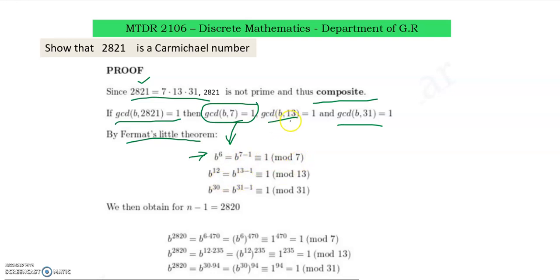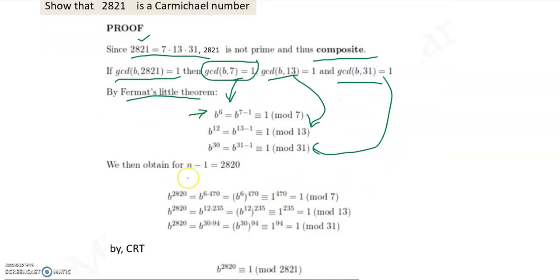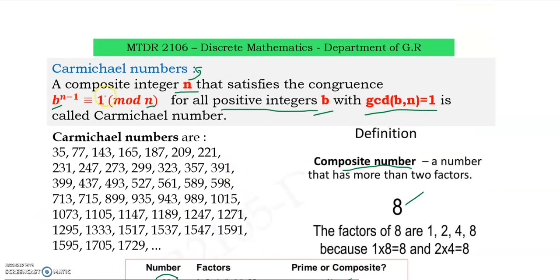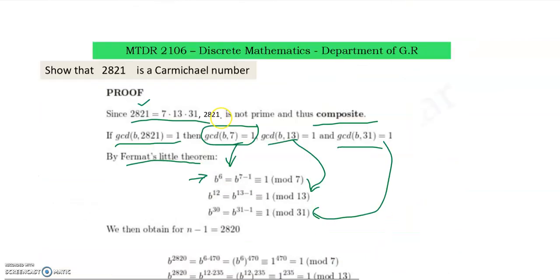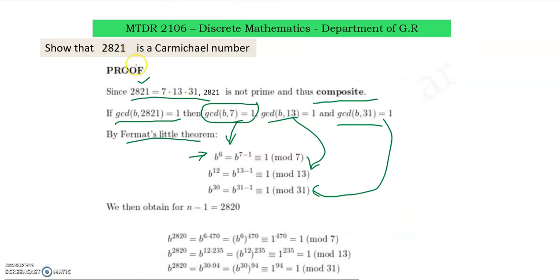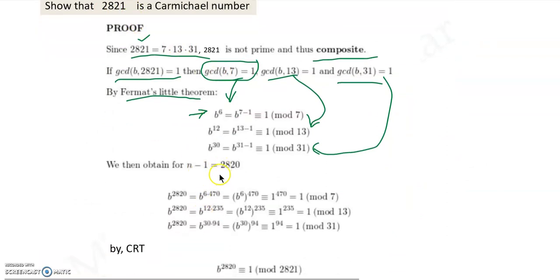Similarly here from the second equation I can write this, yes, by Fermat's little theorem. From the third equation I can write this. Now we obtain n minus 1 is equal to 2A20. Why? Because to prove that n is a Carmichael number, we have to show that B to the power n minus 1 is congruent to 1 modulo n. So now here n is this value 2A21. So now what is n minus 1? We have to calculate n minus 1, 2A20.